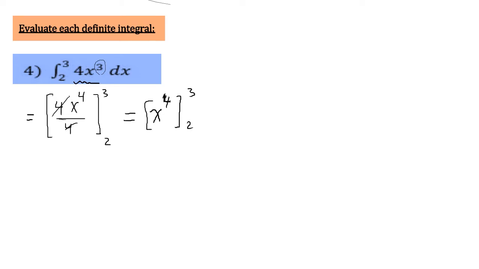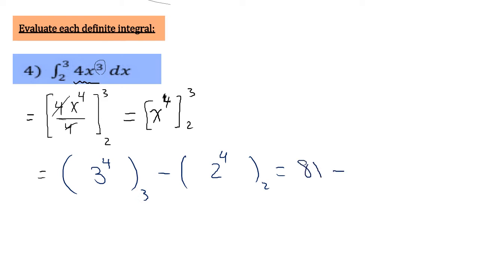from 2 to 3. So I will replace x with 3 and replace x with 2 and find the difference between them. So it's 3 to the power 4 minus 2 to the power 4, and 3 to the power 4 is 81, minus 2 to the power 4, which is equal to 16. So 81 minus 16 is 65.